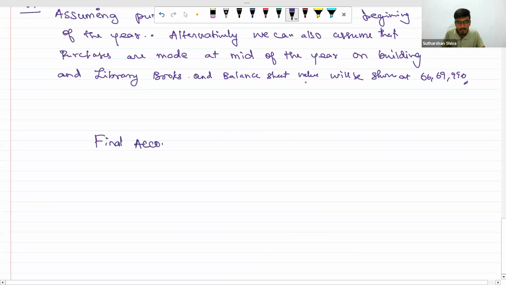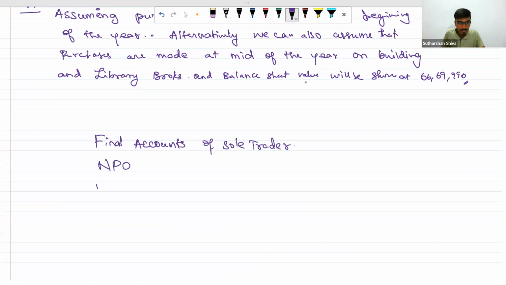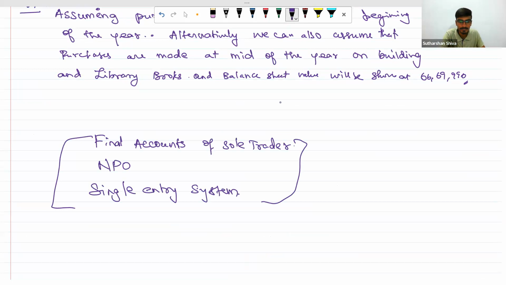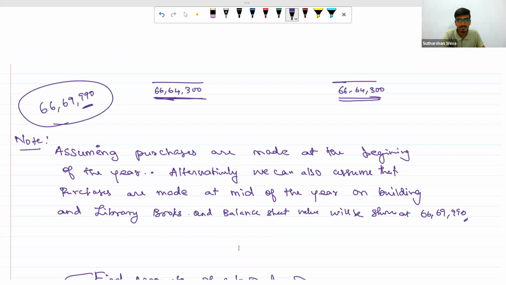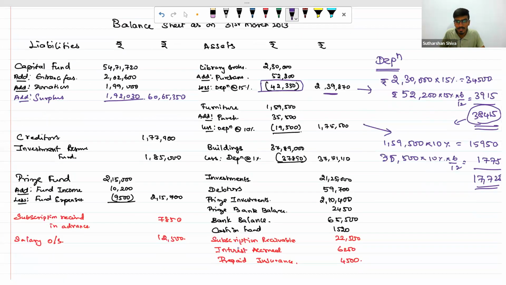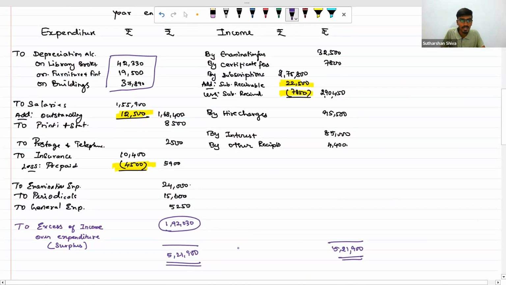This assumption you can also take in final accounts of sole trader, NPO, single entry system, and in some cases partnership. Majorly these 3. You can take this assumption. Are you able to understand this? In such a way, you can slightly change the answer. Your final value, whatever the value which I got boxed, will get changed.